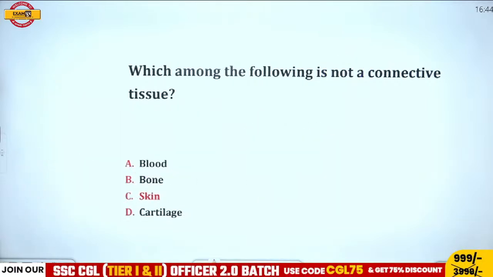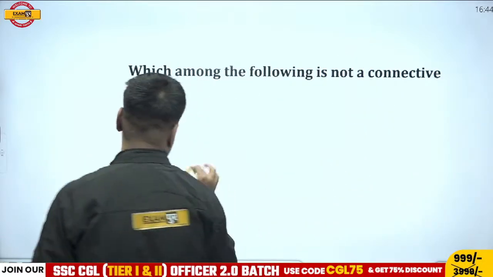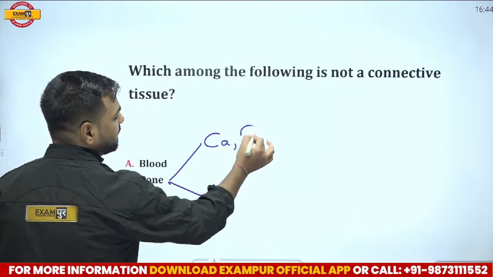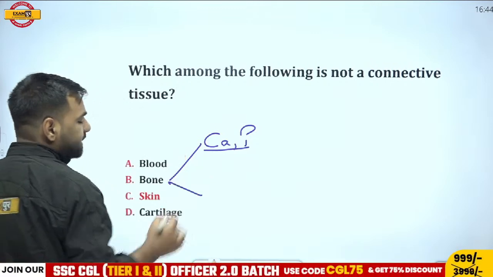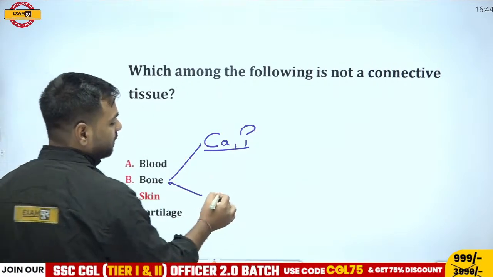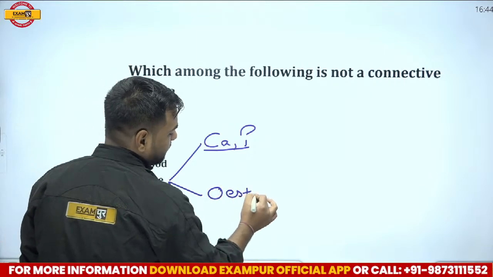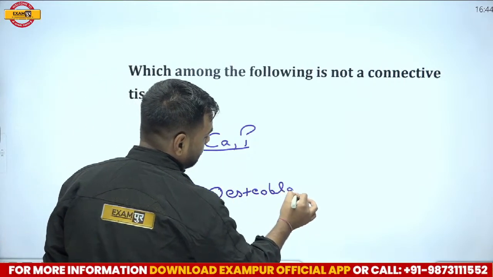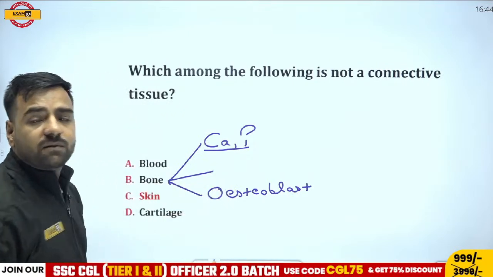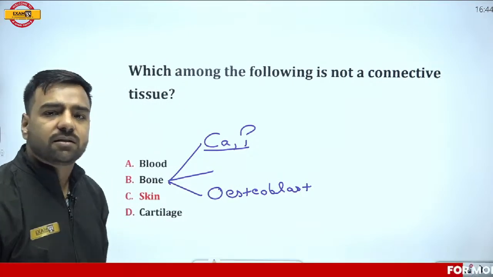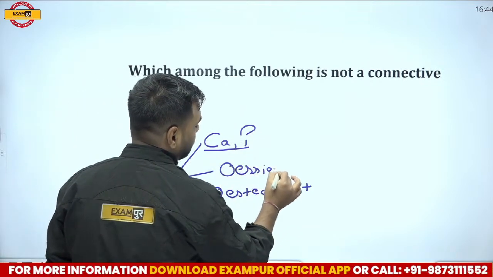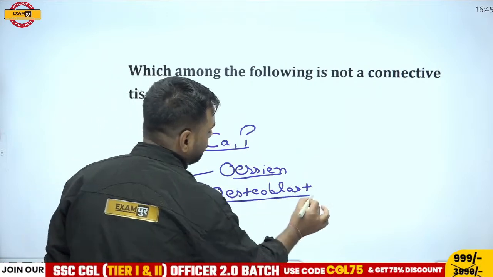Next, there was a discussion left from the bone part as well. Bone is made up of what? Bone is made up of calcium and phosphorus, that is one thing. Second, the cells present in bone are osteoblast cells. If someone asks which protein is present here, remember that the protein is osteen. So osteen is the protein, and osteoblast is the cell.